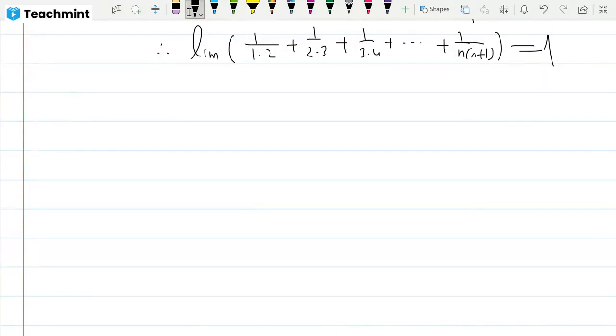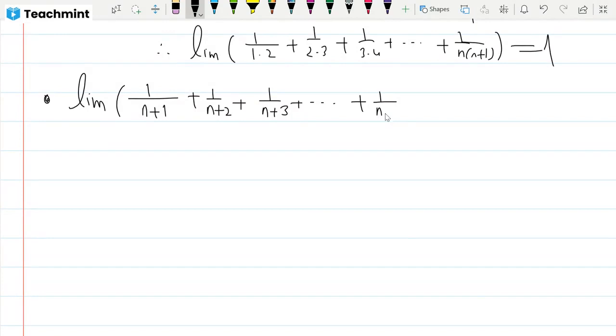Boundedness and monotonicity of the following sequence. So therefore it is convergent, but I am interested in finding the limit of the sequence. What is the limit of this sequence? 1 by n plus 1 plus 1 by n plus 2, 1 by n plus 3, plus so on, plus 1 by n plus n. So I'm interested in this.